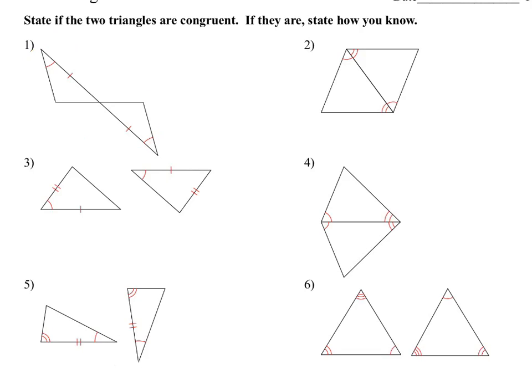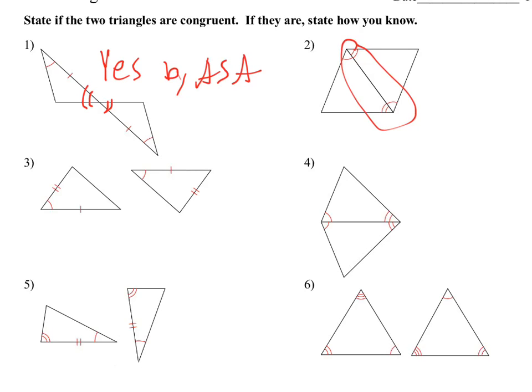We already have some congruence markings. These two angles match up. These sides match up. And we can add our congruence markings for these inside ones because they're vertical angles. And that gives us angle, side, angle on both triangles. So this is one, yes, by angle, side, angle. And that brings us to 2.